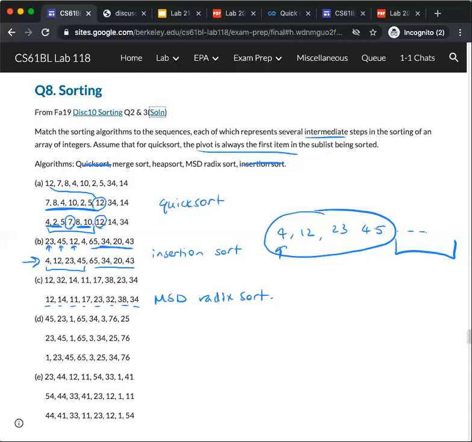So if nothing strikes a bell, try to just go through a process of elimination, apply a sorting algorithm, see if it fits that characteristic. And luckily, I was able to find that with MSD.